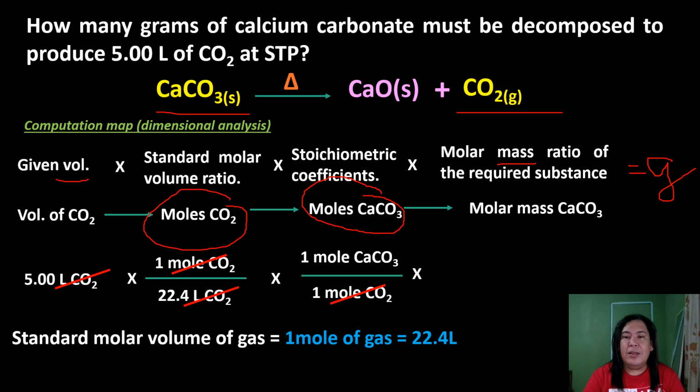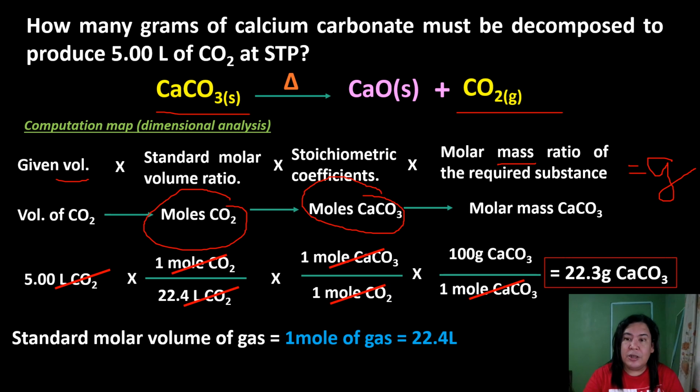Okay, so you calculate the molar mass ratio of the required substance. So for every 1 mole of calcium carbonate, there is 100 grams of calcium carbonate, and that is the molar mass of calcium carbonate. Then cancel the moles of calcium carbonate, and then you will get the end unit of grams. And then perform the mathematical operation. Okay, so the answer is 22.3 grams of calcium carbonate. Since 5.00 has three significant figures in your starting amount, your final answer must also have three significant figures.